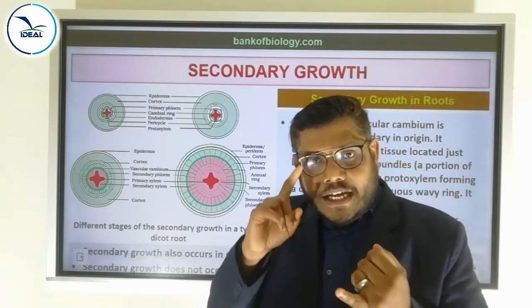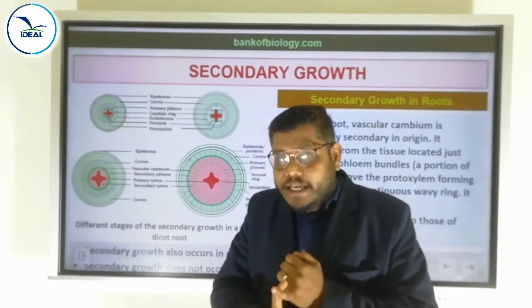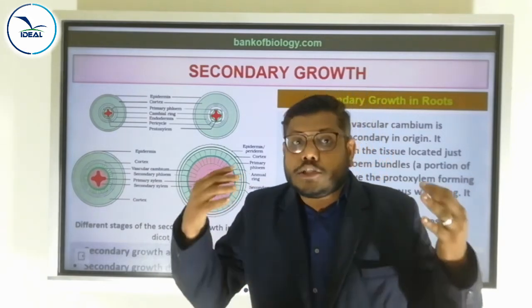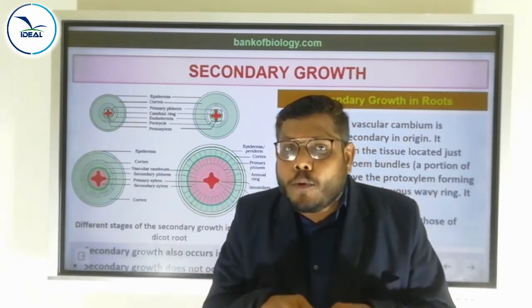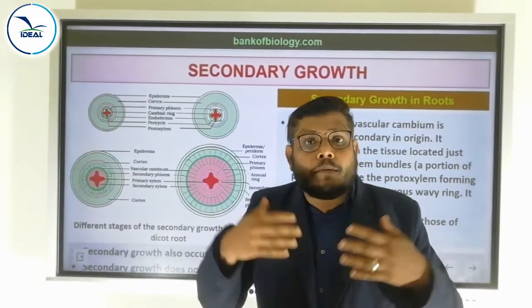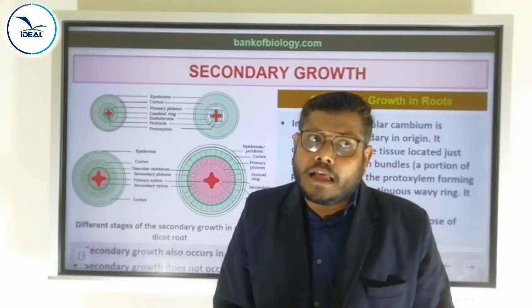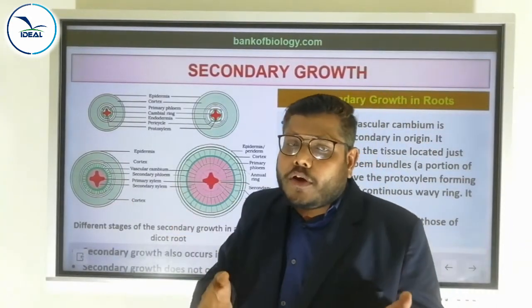In this way the secondary thickening takes place in where? Dicot root. So the conjunctive tissue also become meristematic. At the same time the pericycle cells also become meristematic. These two become meristematic and form a cambium, and these two cambium fuse together to form a wavy cambial ring. Is it clear? So the next step is the activity of the cambial ring.